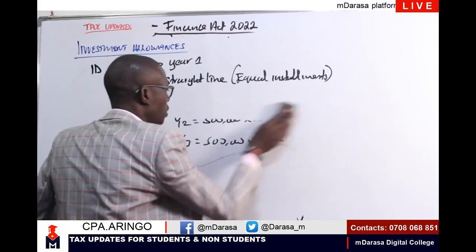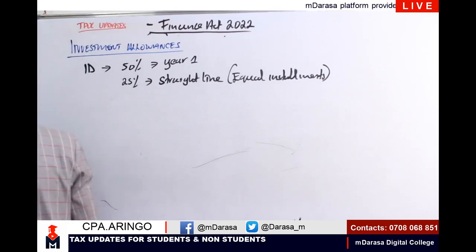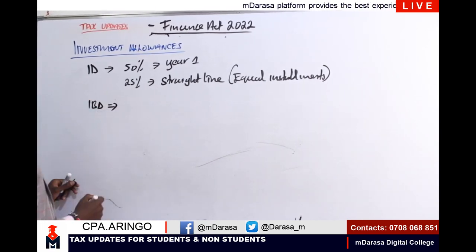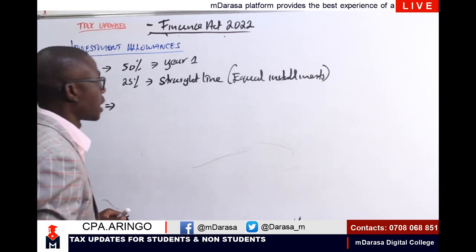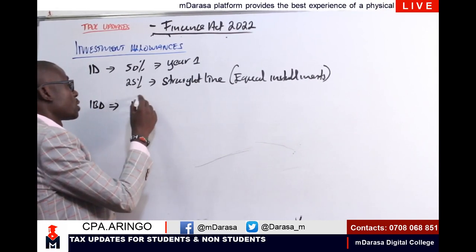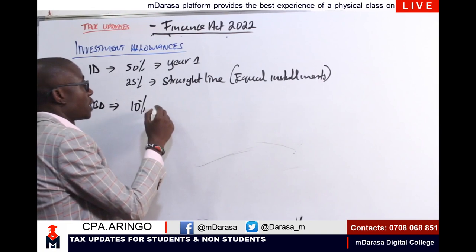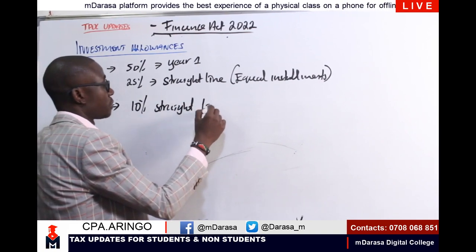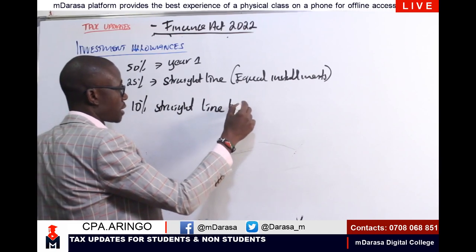Then talk of IBD. We used to talk of 10% reducing balance, but at this point we'll be talking of 10% straight line basis.